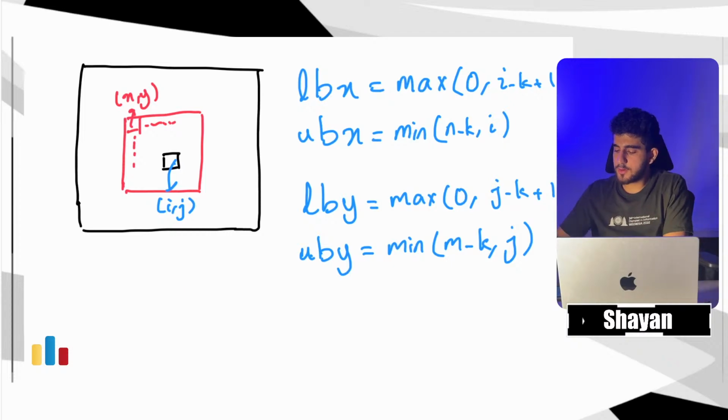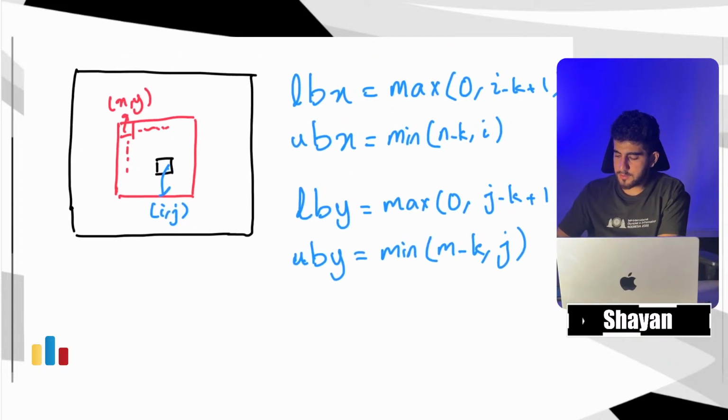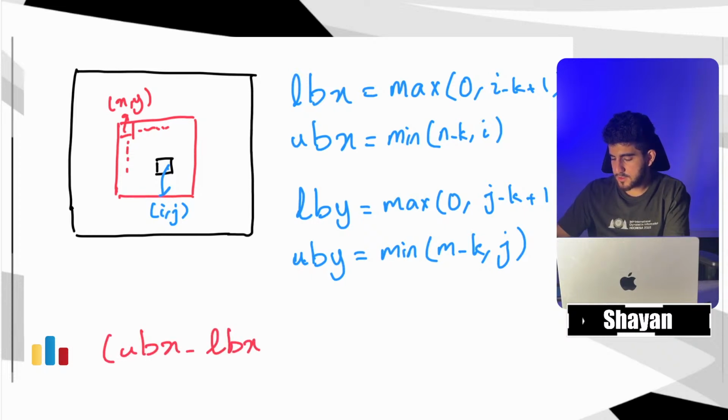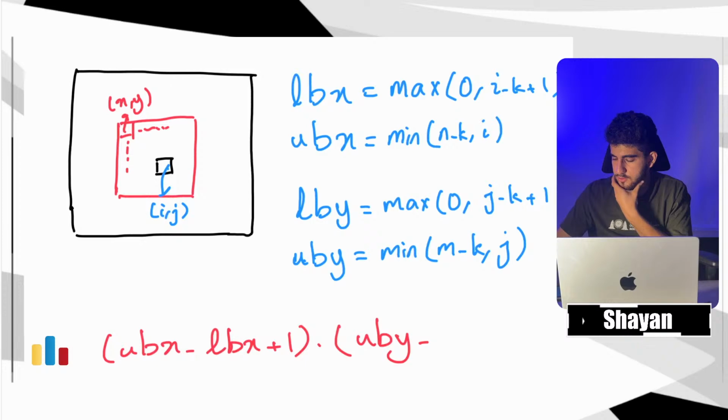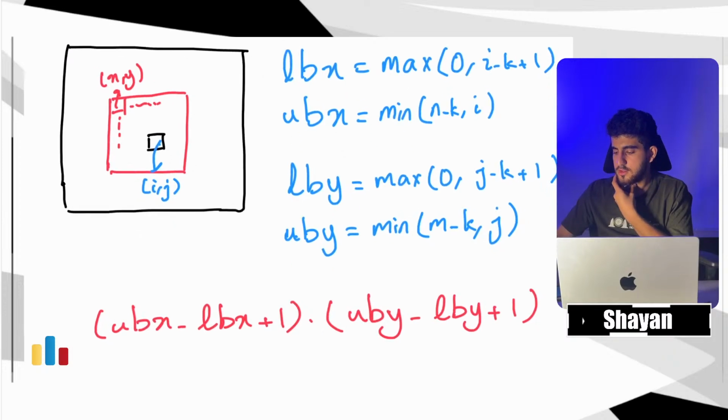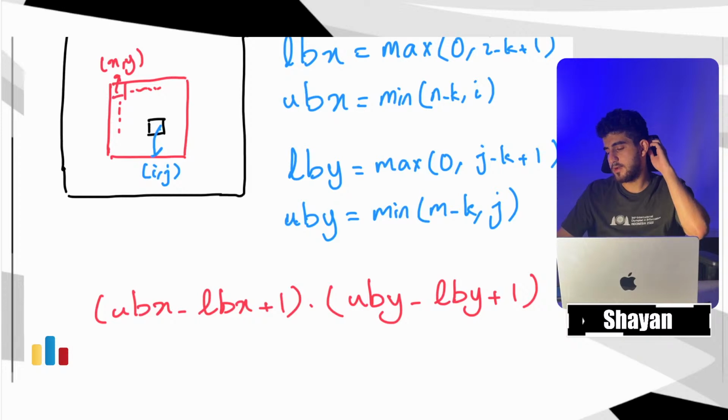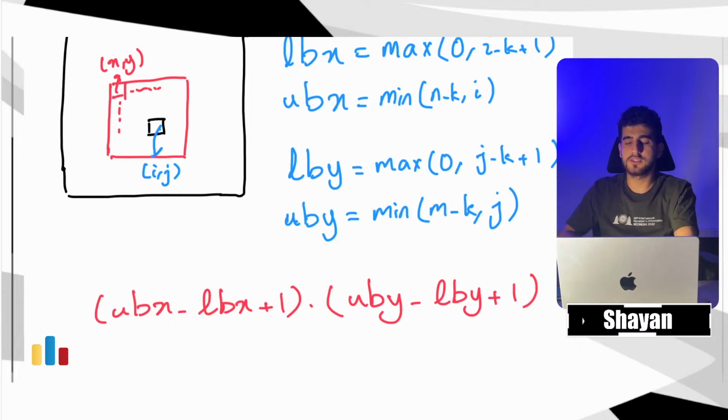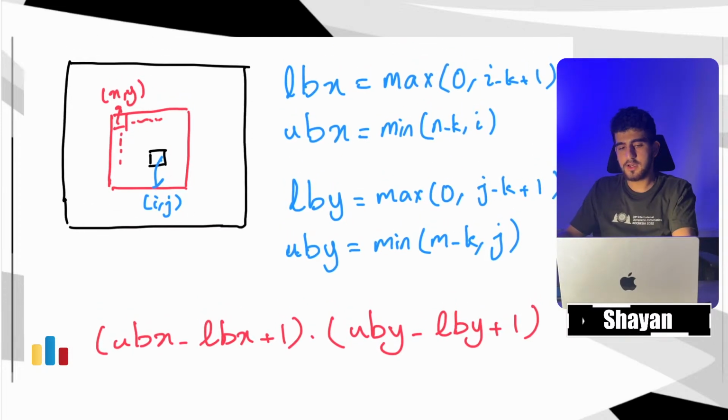So I have these lower bounds and upper bounds, so I need to say that the number of k by k's that will cover this cell is going to be upper bound of x minus lower bound of x plus 1, because I have these many choices for x, times upper bound of y minus lower bound of y plus 1. So this is going to be the number of k by k's that will cover this cell. Is it clear now?